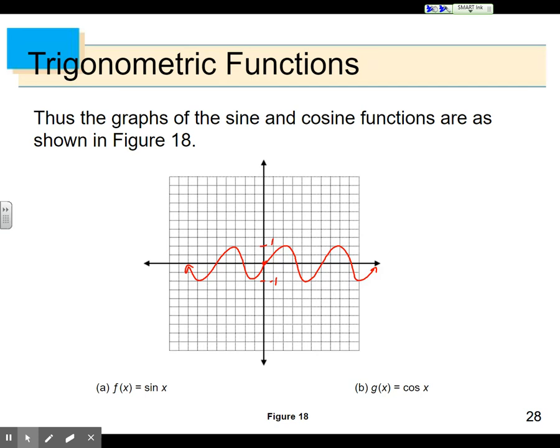By the time I complete 1 hill and 1 valley, I'm at 2 pi units, making it so if I complete 1 hill, I'm at pi. So this would be pi over 2 and 3 pi over 2. What else do we need to know about this? It's always between -1 and +1.